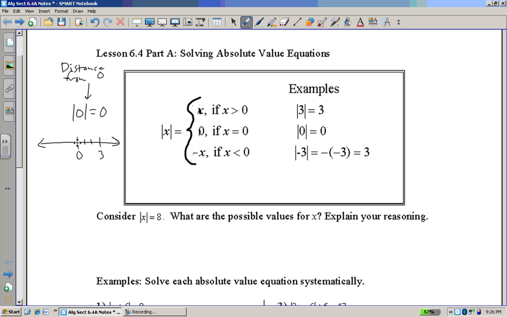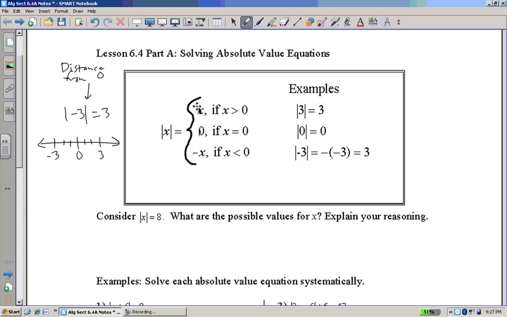What if it's a negative number? Let's say negative 3. If we look at the absolute value of negative 3, again, it's distance from 0. So negative 3 to 0 is 1, 2, 3 units. So the absolute value of negative 3 is positive 3. Here's the problem. If we think about it algebraically, we've had to take the opposite of x. The opposite of negative 3 was positive 3, but I only did that when x was negative.